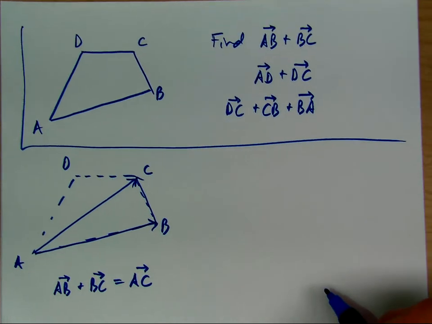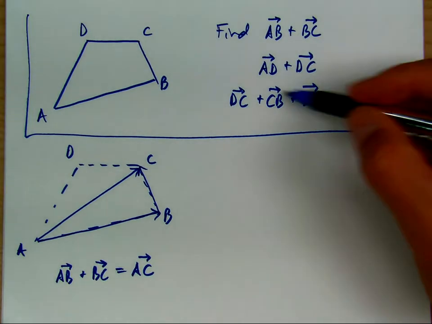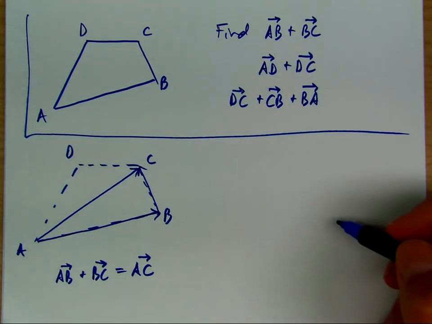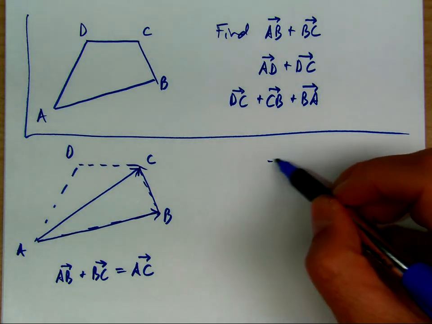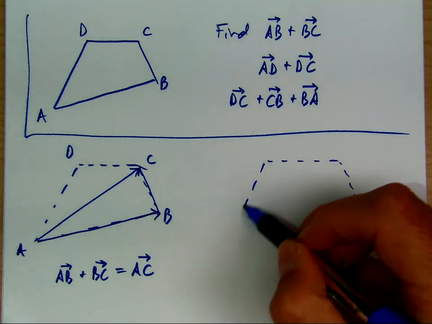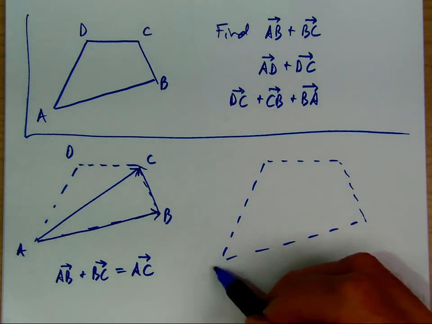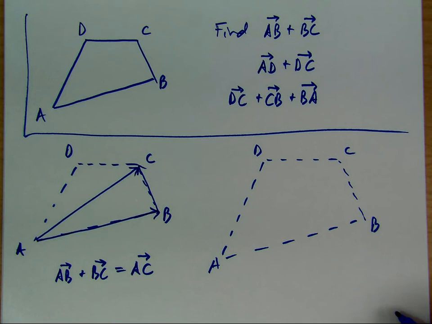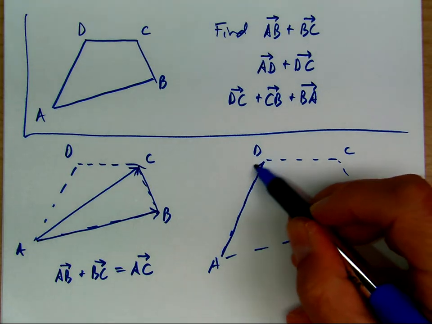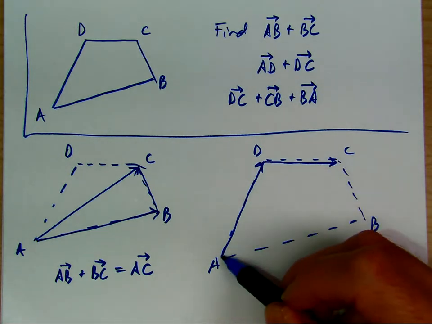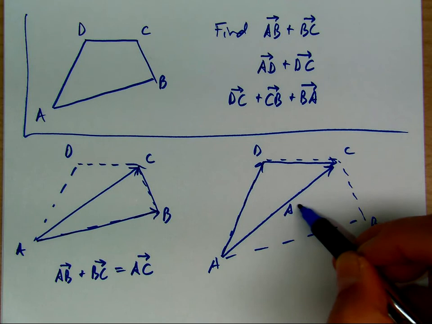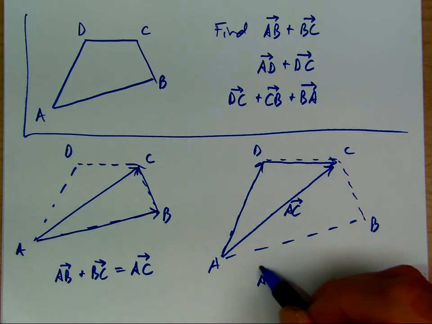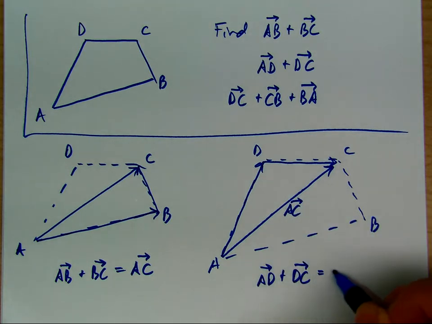And we're going to see a shortcut for all of these. So now you try AD plus DC. Pause the video and go ahead and do the next two problems. Okay, AD plus DC, and the resultant is AC. AD plus DC equals AC.